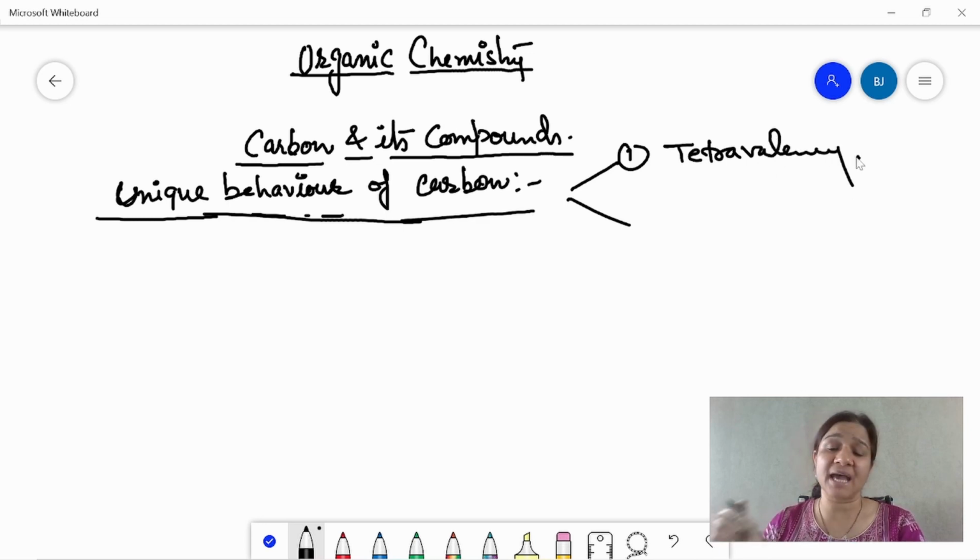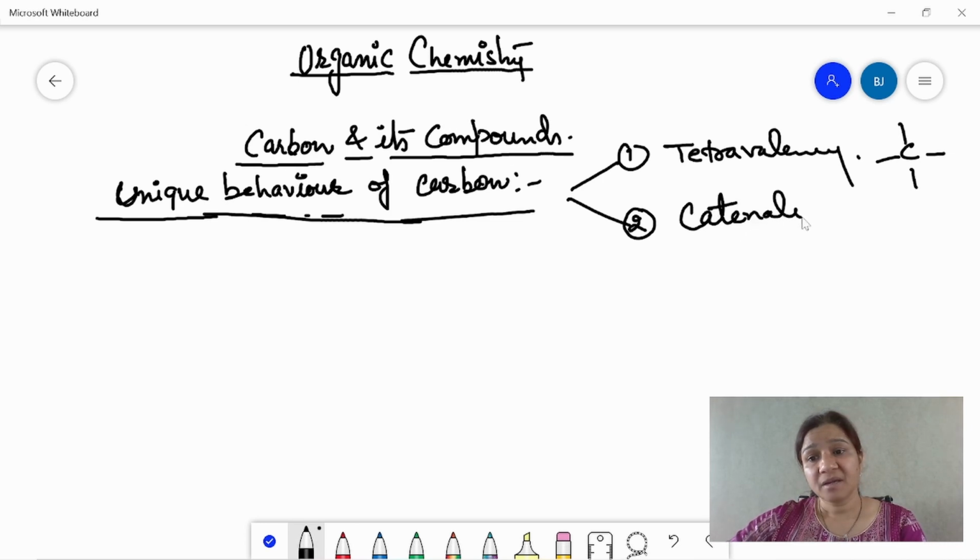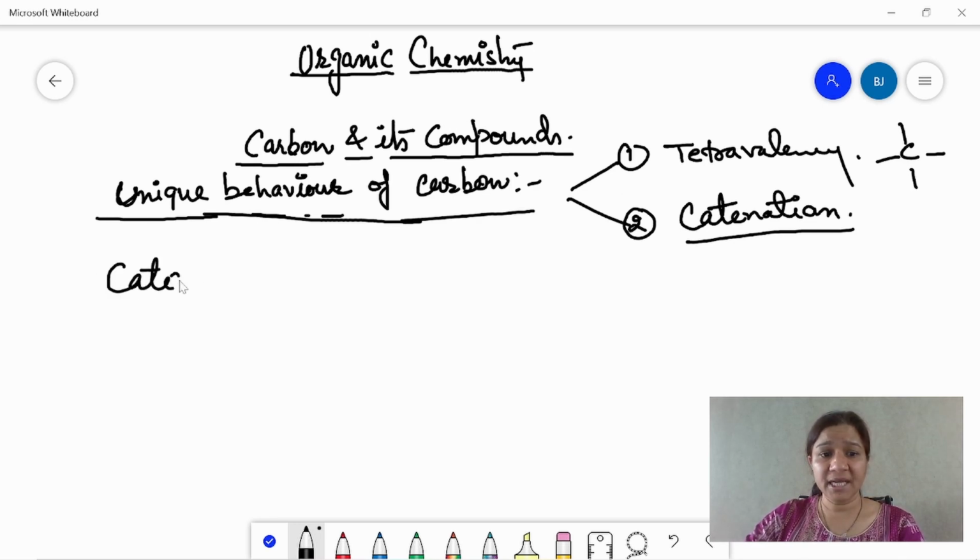Tetravalency means carbon has the unique property to show four valencies, four bonds around it, with the similar kind of atom or four different atoms or groups. Similarly, the second property is called the property of catenation. Tetravalency means the tendency to form four covalent bonds around it. Now, catenation. What is catenation? To explain catenation, I will go into a little detail.